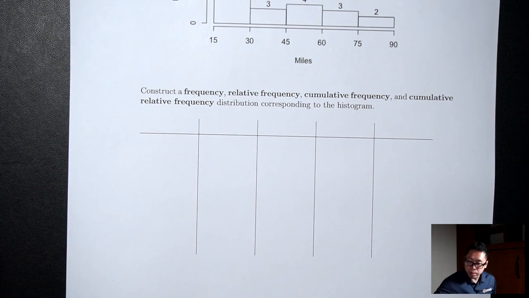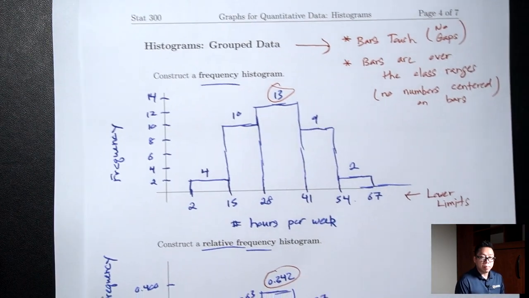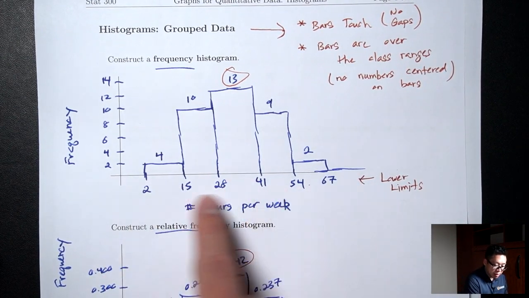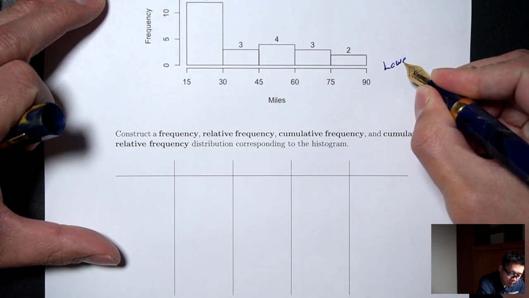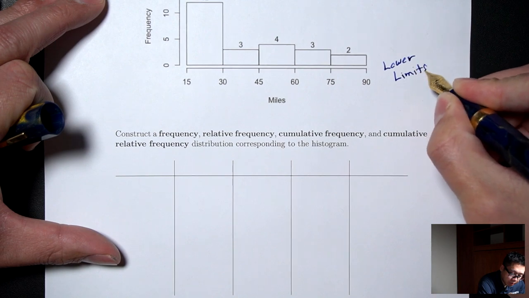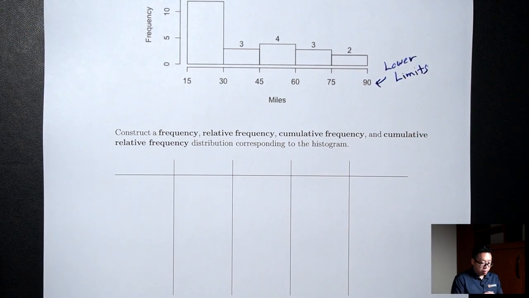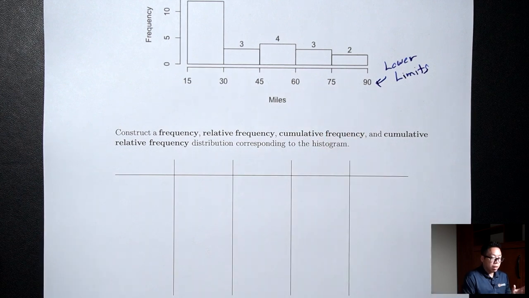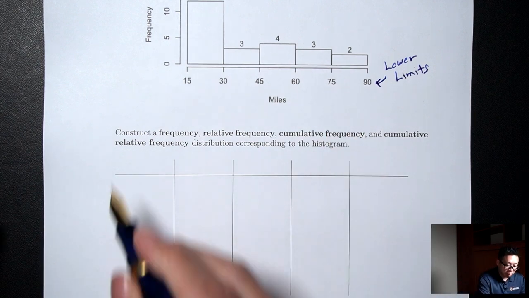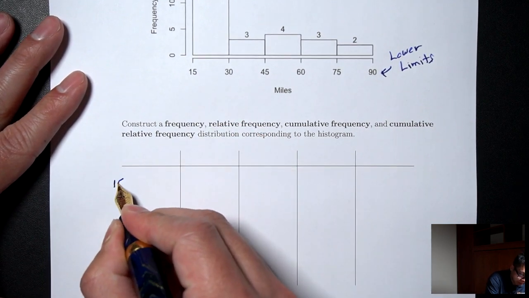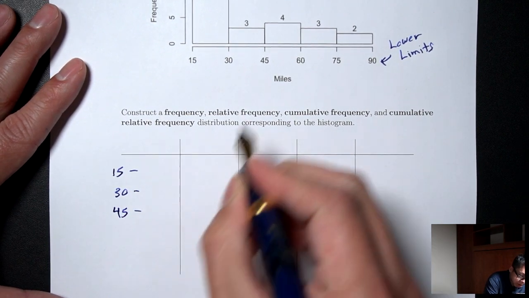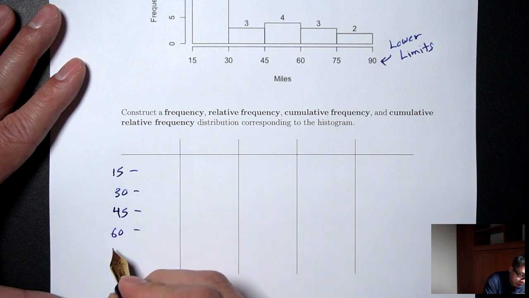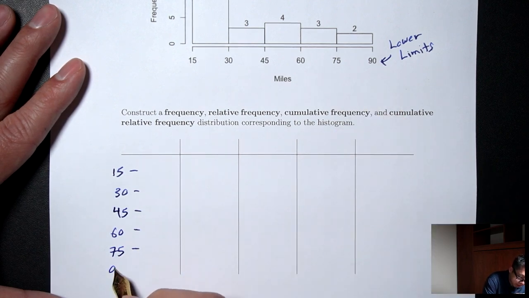If I go back to histograms for grouped data, remember that I said the numbers on the x-axis are the lower limits. That means that these numbers on the x-axis are lower limits. And lower limits just means that these numbers are the lower number of each range, which in my ranges are going to be 15 to something, 30 to something, 45 to something, 60 to something, 75 to something, 90 to something.